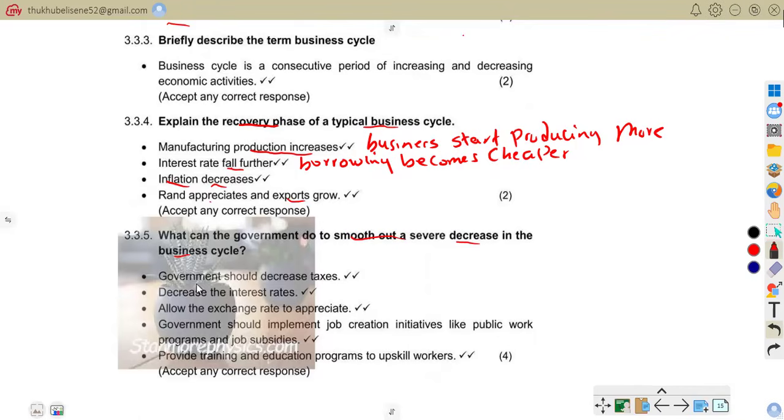As it says, government should decrease what? Tax. Government should decrease tax. Also decrease the interest rates, allow the exchange rate to appreciate. Government should implement job creation initiatives like public work programs as well as job subsidies. Provide training and education programs to upskill the workers. So those are the answers for 3.35.